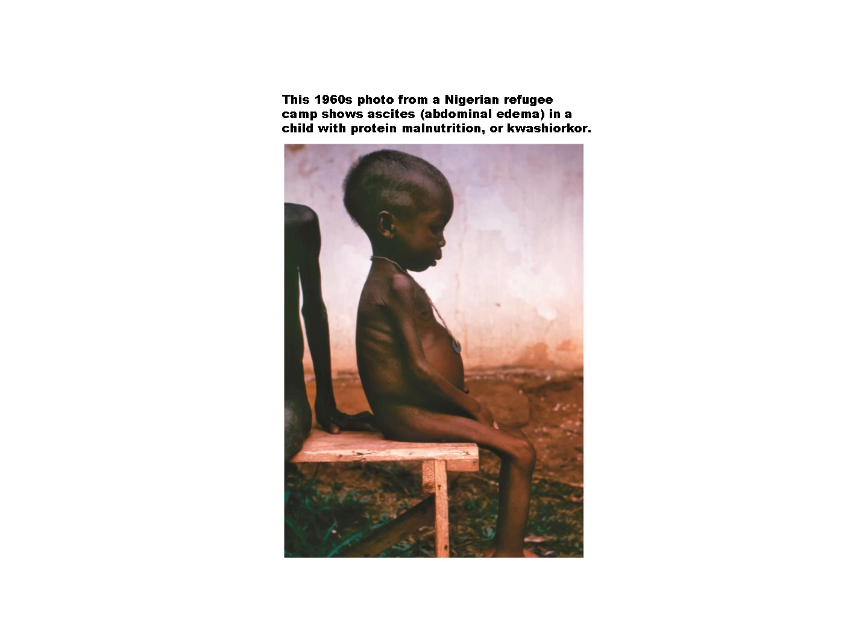This historical photograph from the 1960s was taken in a Nigerian refugee camp and shows a child suffering from kwashiorkor, a severe form of protein malnutrition. One of the most recognizable symptoms of this condition is ascites, also known as abdominal edema, where fluid accumulates in the abdomen, causing noticeable swelling.